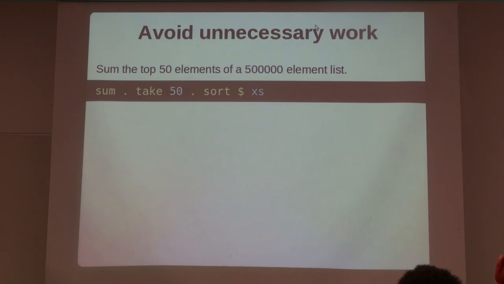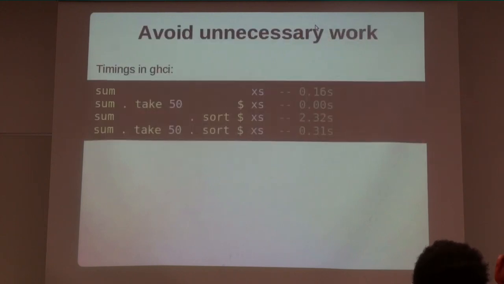But why can't we just write this? Why can't we just say, sort my list, take the first 50 elements, and then sum them? Of course, I didn't define what I meant by top, but what I meant was the smallest ones in this case. And so the question is, how does that evaluate? Does that really evaluate lazily? Does it evaluate quickly? So I did some tests, and I got these results.